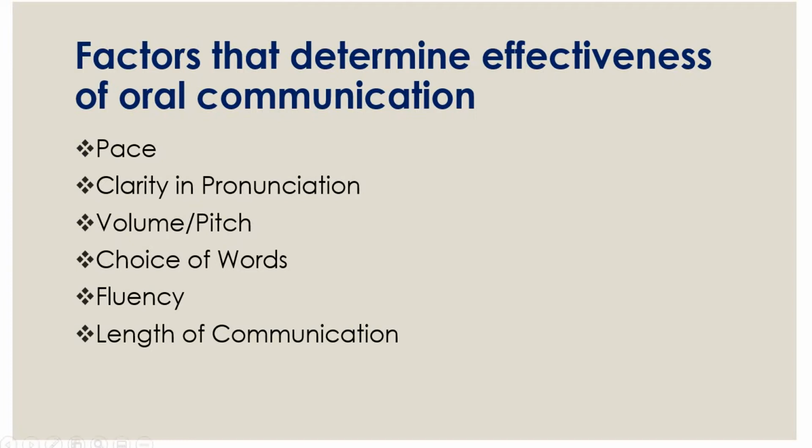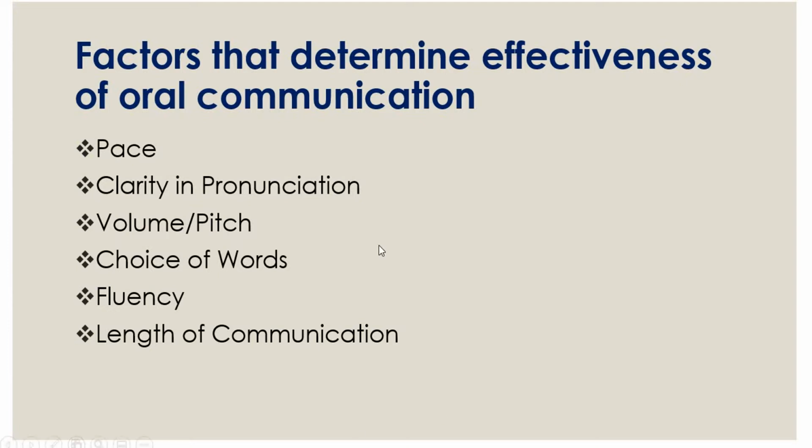Now fourth one is the choice of words. Whatever words you are using for the communication, that is the choice of words. Fluency. Fluency refers to the ability to speak with ease and accuracy in a language. If your communication is not in flow, then the receiver cannot understand it properly. So that's why the communication flow should be good, so that the receiver understands the message.